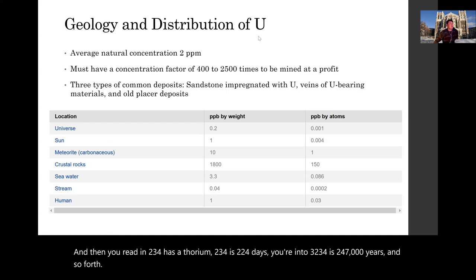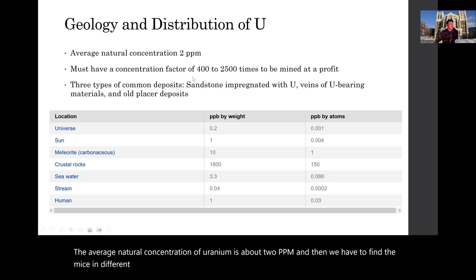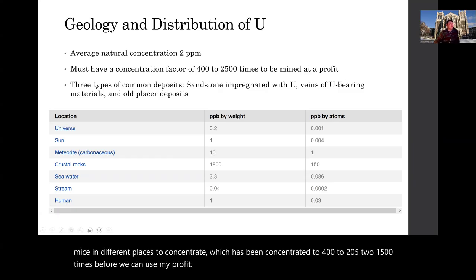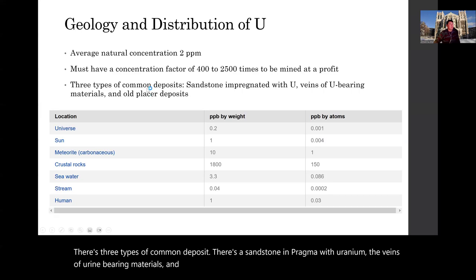The average natural concentration of uranium is about 2 ppm. Then we have to find mines in different places where it has been concentrated 400 to 2,500 times before we can use them as mines proper. There are three common types of deposit: sandstone impregnated with uranium, veins of uranium-bearing materials, and placer deposits.